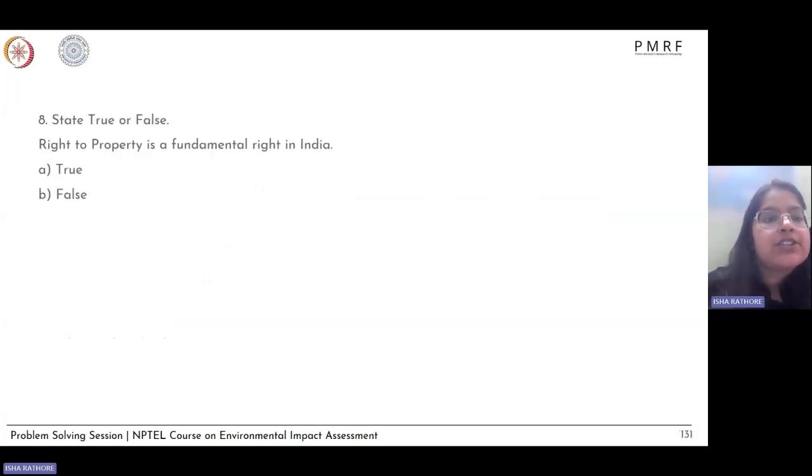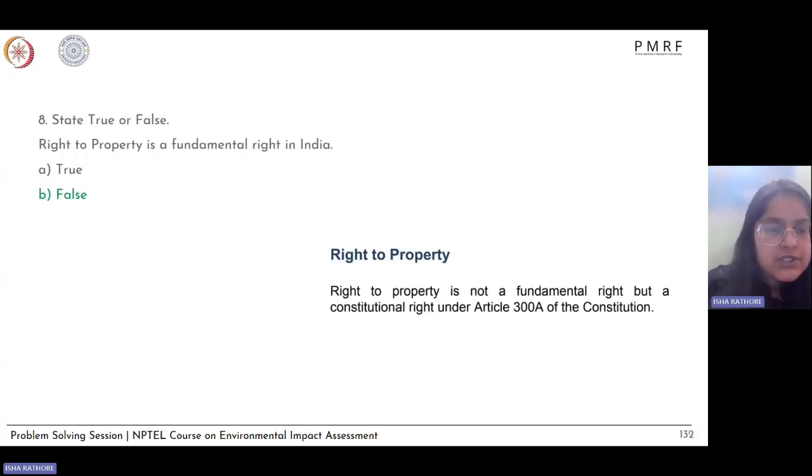Moving on, state true or false. Right to property is a fundamental right in India. So the statement is false. Right to property is not a fundamental right, but it's a constitutional right under Article 300A of the Constitution. So B, false, is the correct answer.